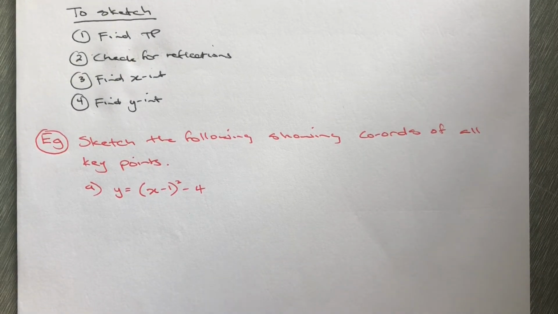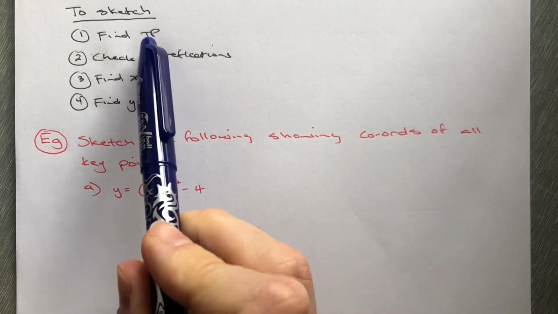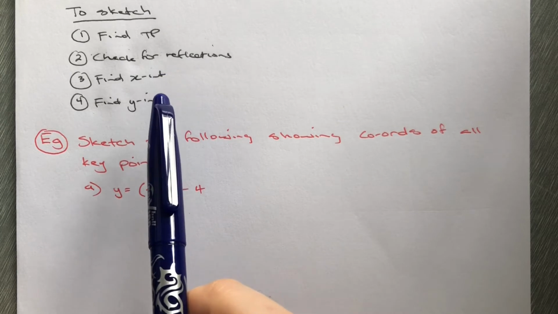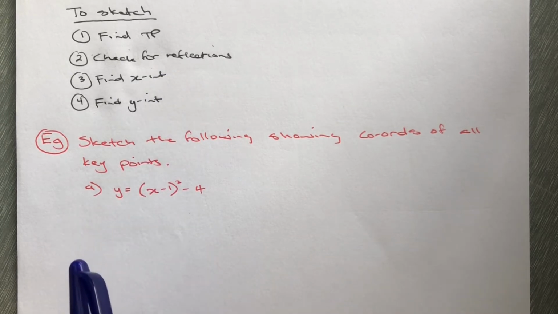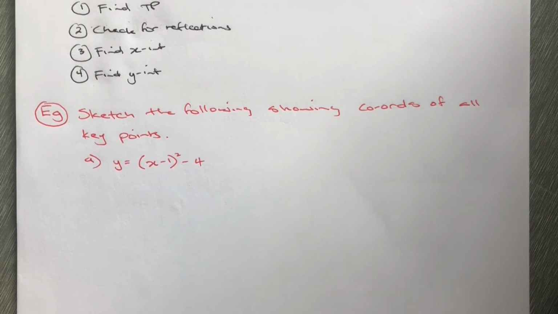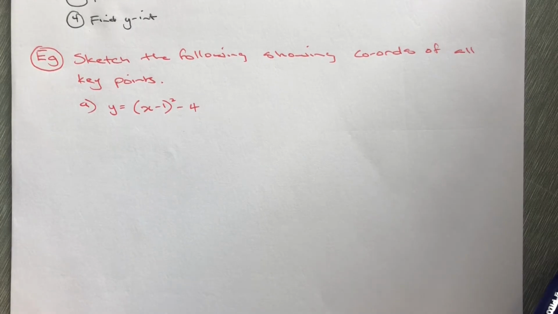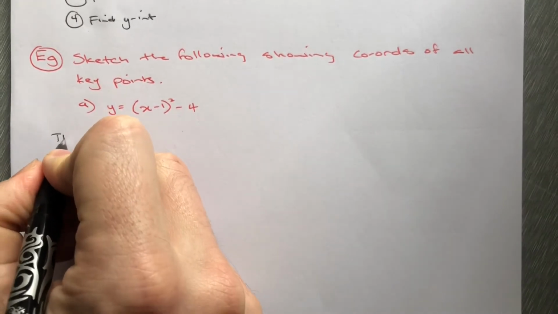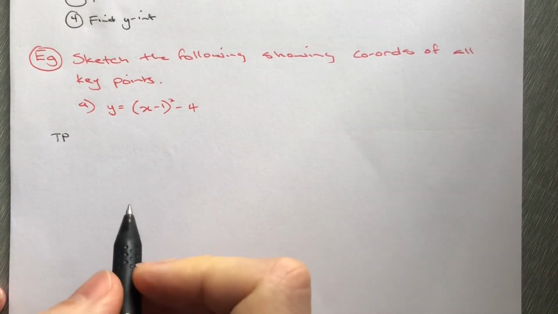Okay, so let's go down and actually try to sketch our first one here. All right, so I want to do these four things. I want to find the turning point. I want to see if there's been any reflections. Then I want to find the x-intercept and y-intercept. And I'll show you how to do all those things. Okay, so sketch the following, showing the coordinates of all the key points. All right, now the first thing I want to do is find the turning point. So I'm going to label what I'm doing over here. I'll do all my working out on the left side and I'll sketch on the right side.